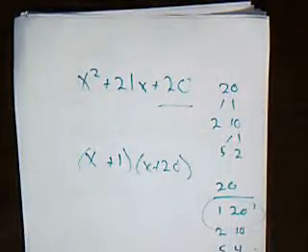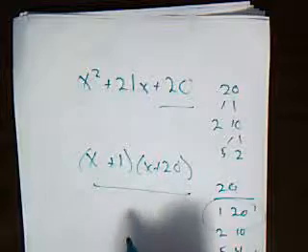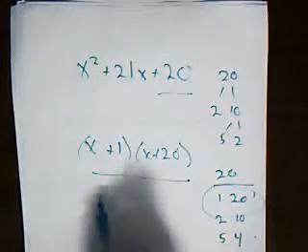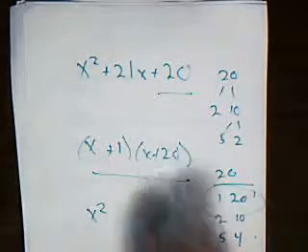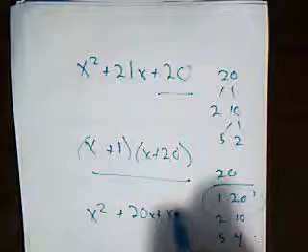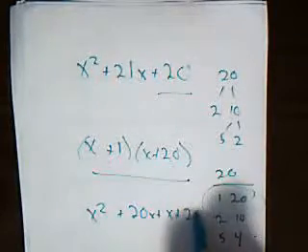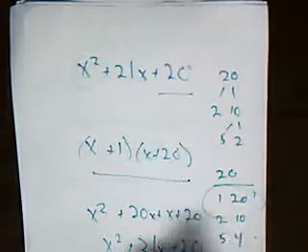And of course, you can always check your work. If you're not sure that this is correct, what are you going to do? Well, just FOIL it out, and that tells you whether or not it's true. If you FOIL this out, you're going to get x squared, and then plus x, and then plus 20x, and then 1 times 20 is 20. So you're left with x squared plus 21x plus 20, which is exactly what we wanted.